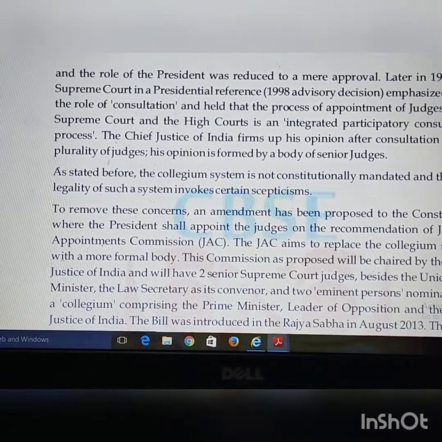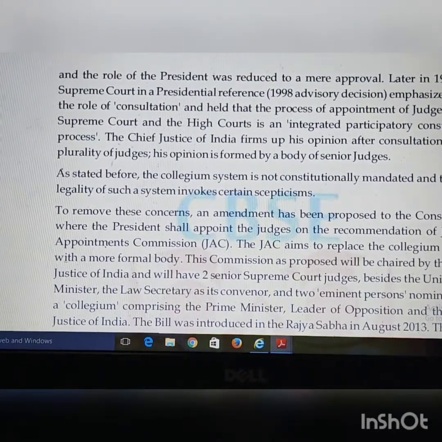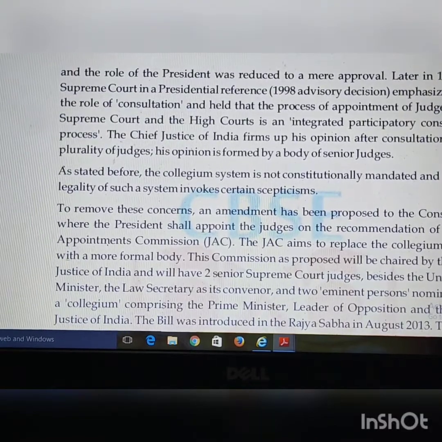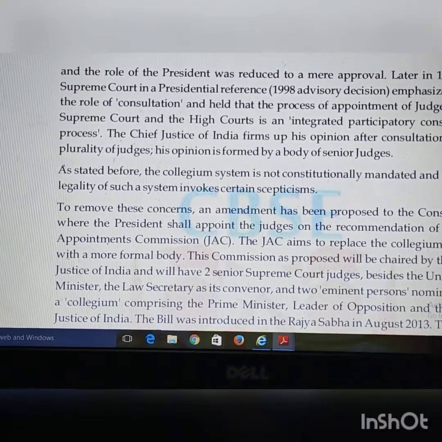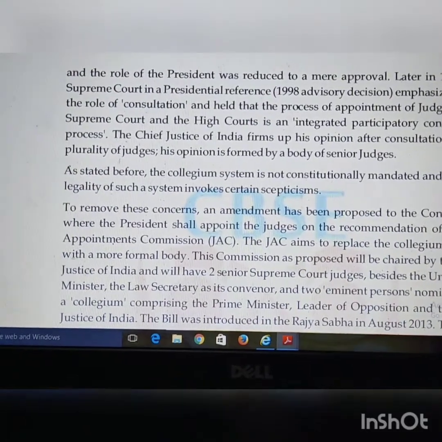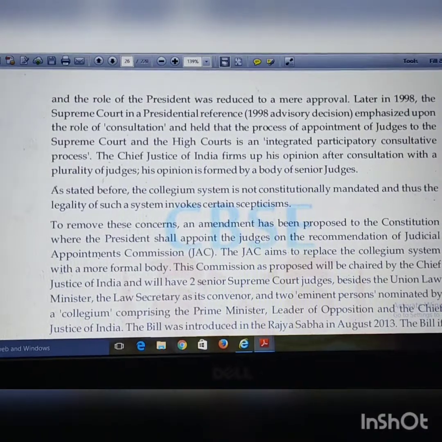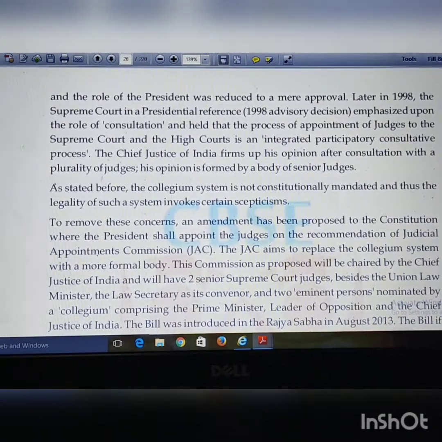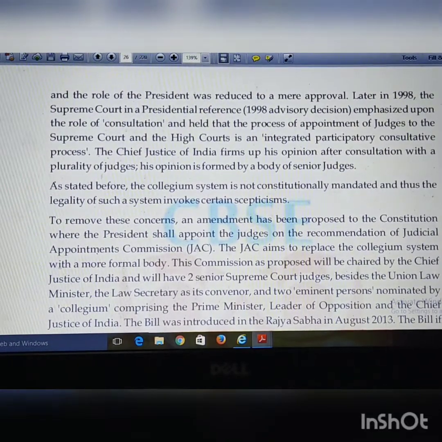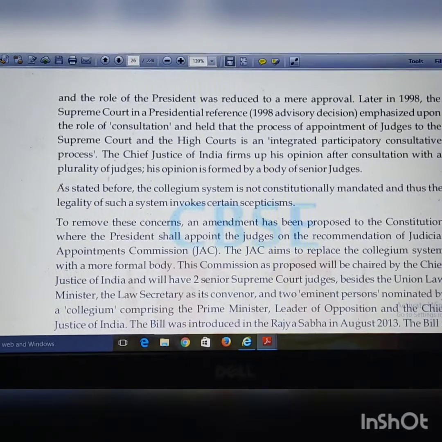Later in 1998, the Supreme Court in a presidential reference emphasized the role of consultation and held that the process of appointment of judges to the Supreme Court and High Courts is an integrated participatory consultative process. So in 1998, it was held that appointment of judges should not be done unilaterally by only one person, but it should be done by consulting with the other judges, and it should be a participative process.